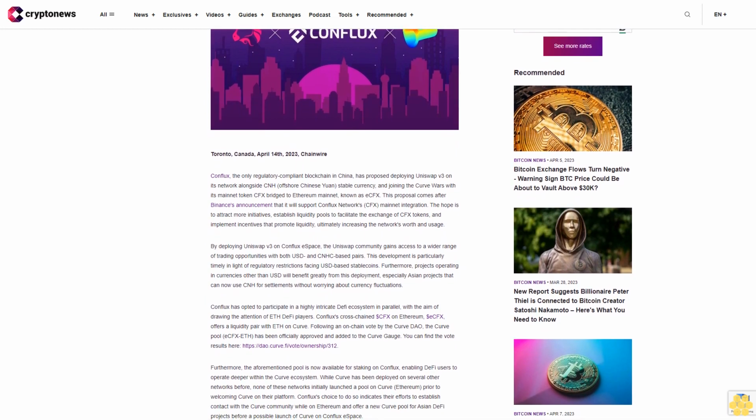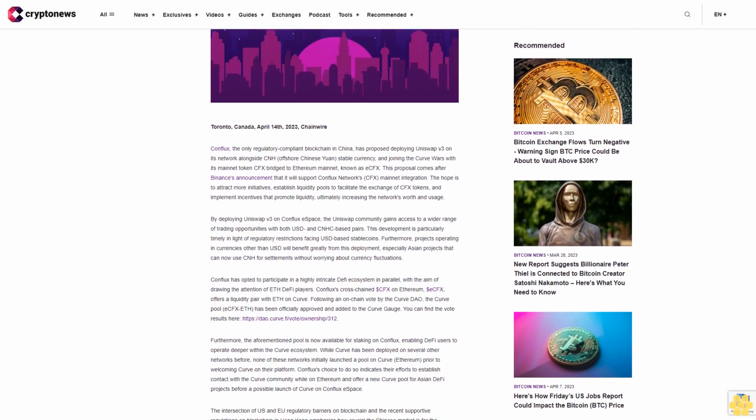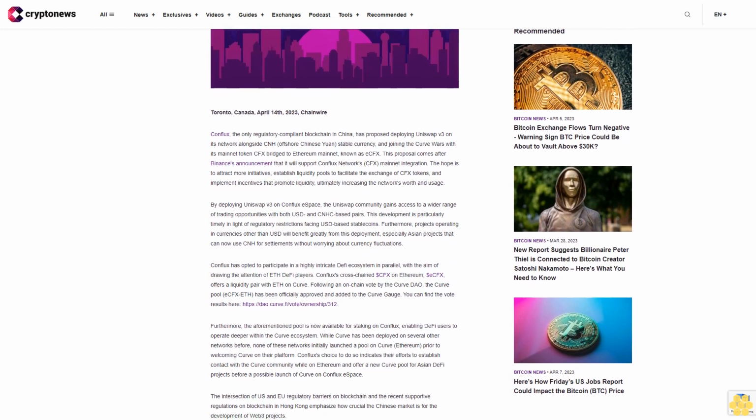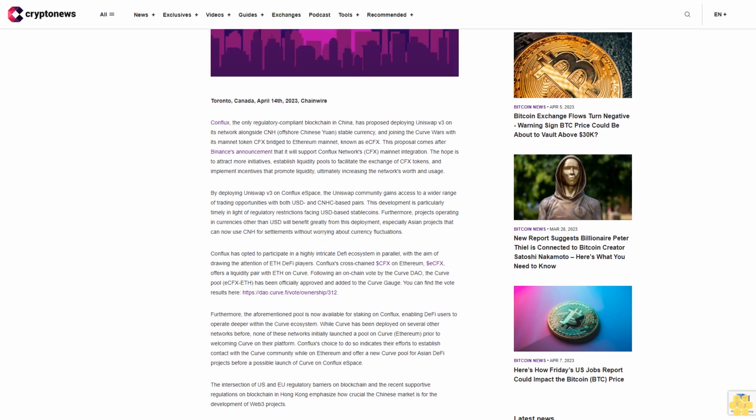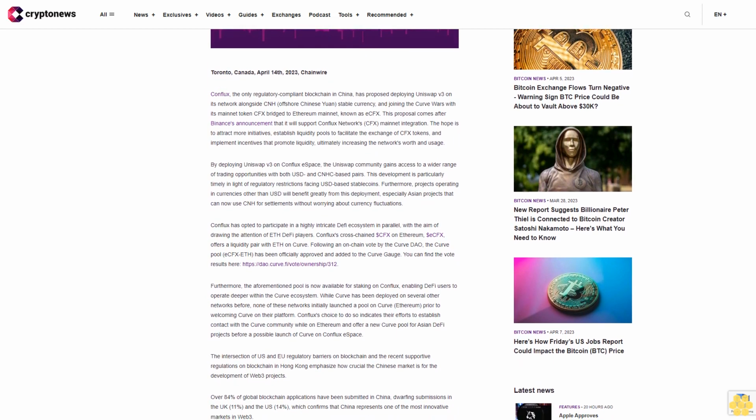Toronto, Canada, April 14, 2023, Chainwire. Conflux, the only regulatory-compliant blockchain in China, has proposed deploying Uniswap V3 on its network alongside CNH Offshore, a Chinese Yuan stable currency, and joining the Curve wars with its mainnet token CFX bridge to Ethereum mainnet, known as eCFX. This proposal comes after Binance's announcement that it will support Conflux Network CFX mainnet integration.